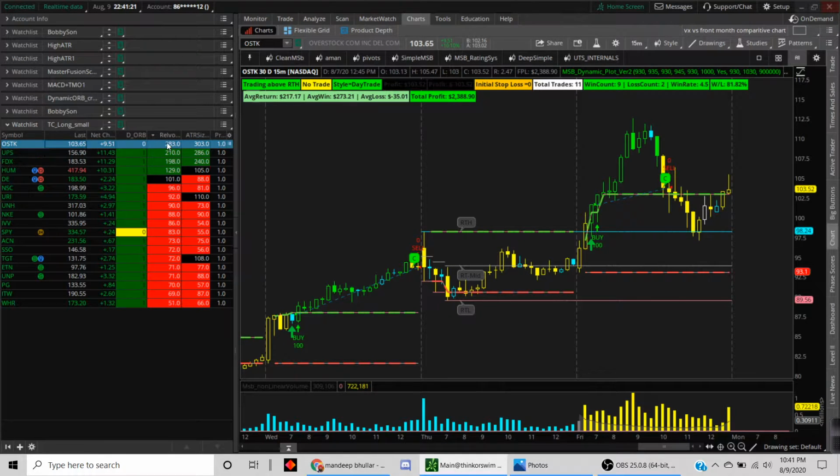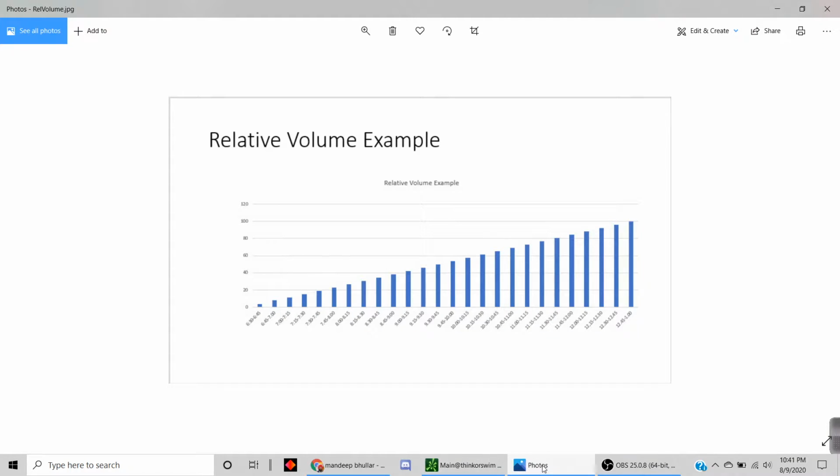So in order to explain this a little bit better, I'll show you a graph. In this, as you can see, this is 15 minutes, and there are 26 bars in a day if you're trading the 15-minute time frame. So what I've done is I've broken this up into chunks of 6:30 to 6:45, since I trade in Pacific Standard Time. And so each bar is giving you what the volume should be at that point in time.